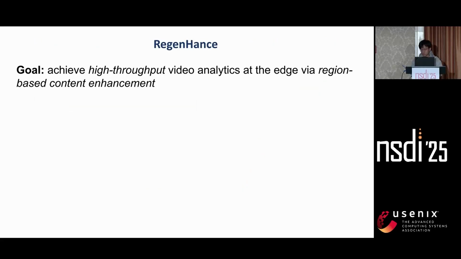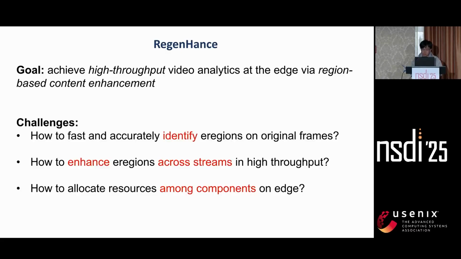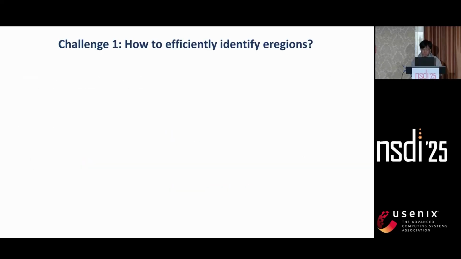So we present RegenHance, a novel edge video analytics system that achieves high throughput processing through region-based content enhancement. Our solution addresses 3 challenges. The first challenge is how to identify the regions, then enhance them, and allocate resources among components to get a higher throughput. The first challenge is how to efficiently identify regions.